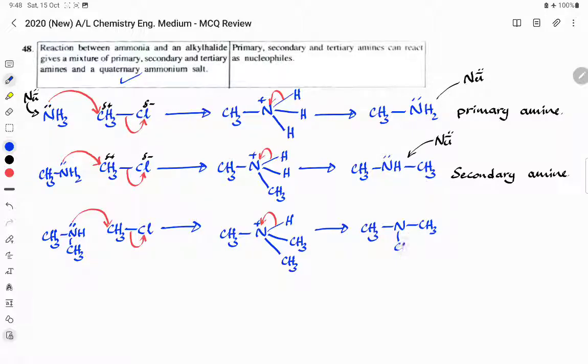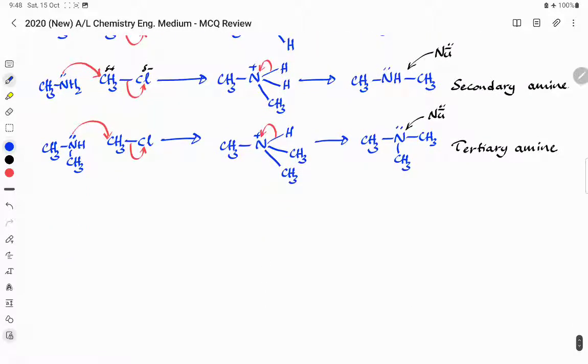Now tertiary amines can also react with alkyl halides because they have a lone pair as well. It is also a nucleophile. Now this is a tertiary amine. When this tertiary amine reacts with the alkyl halide, the same thing happens, nucleophilic substitution. The lone pair on the nitrogen will attack the carbon here. Chlorine will be removed. So it's a substitution.